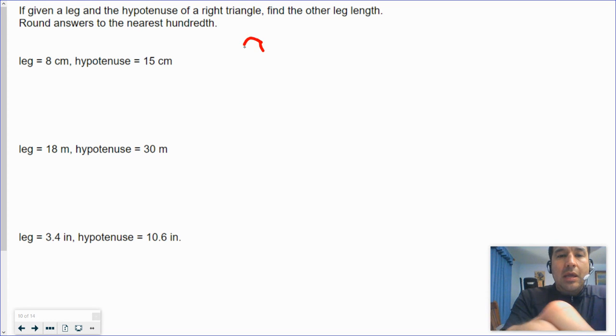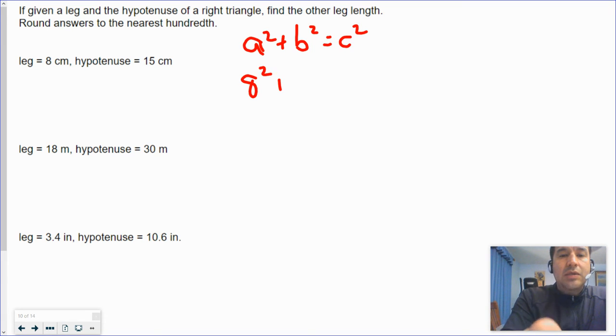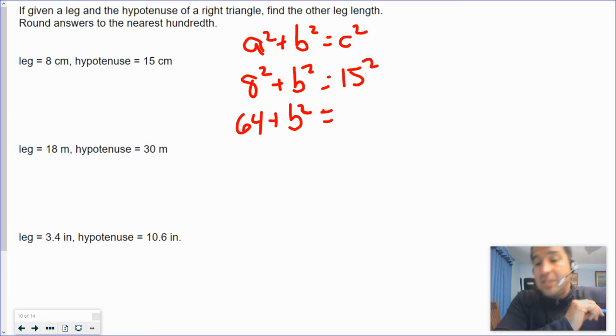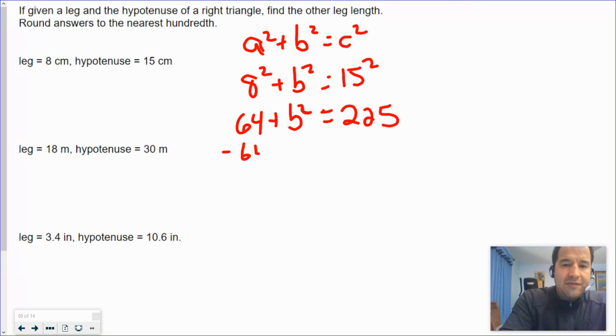So A squared plus B squared equals C squared. A is 8, so 8 squared plus B squared equals 15 squared. And this is where I told you memorizing those square numbers saves a whole bunch of work. 8 squared is 64 plus B squared. Do you remember 15 squared? 15 squared is 225. Subtract 64 from both sides.